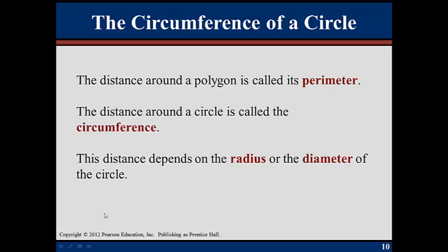Now the circumference of a circle. The distance around a polygon is called perimeter, and we know perimeter is just add up all the sides. So it's the sum of all sides. This is perimeter. However, you cannot find the perimeter of a circle because there are no sides to a circle. So instead we call it the circumference. The circumference depends on the radius or the diameter of the circle.